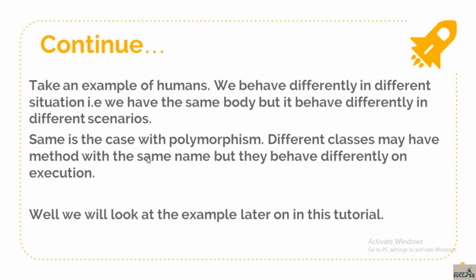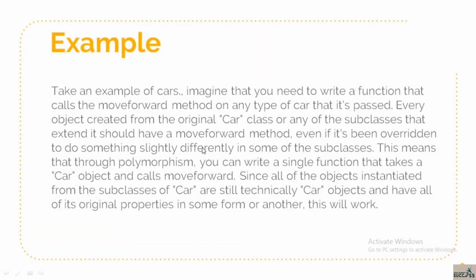Now take an example of humans. We behave differently in different situations. That is, we have the same body, but it behaves differently in different scenarios. Now the same is the case with polymorphism. That is, different classes may have methods with the same name, but they behave differently on execution. Well, we will look at the example right in the next slide.